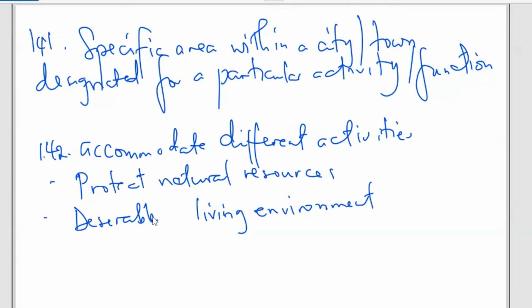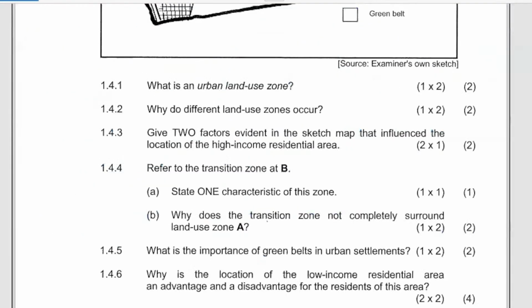Right, the reason why you tend to find that there are some activities which are not compatible, like for example, we cannot have the low income area or the high income area being closer to the industries. It's not compatible for environmental reasons. People who can afford it cannot stay in areas where it's noisy, where there's congestion, and where there is a lot of disorder. For that reason, we want to maintain a desirable living environment. That is why we tend to segregate zones of land use in the urban area. Right, we move on to the next question.